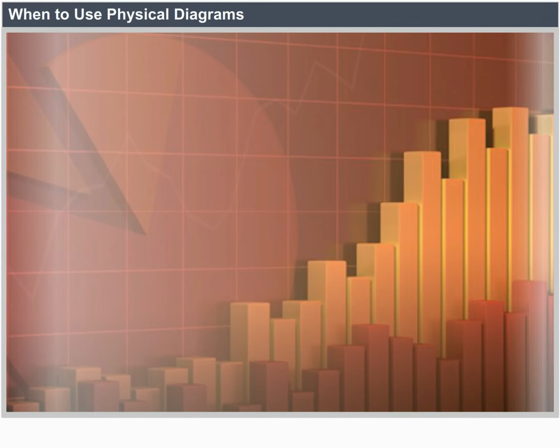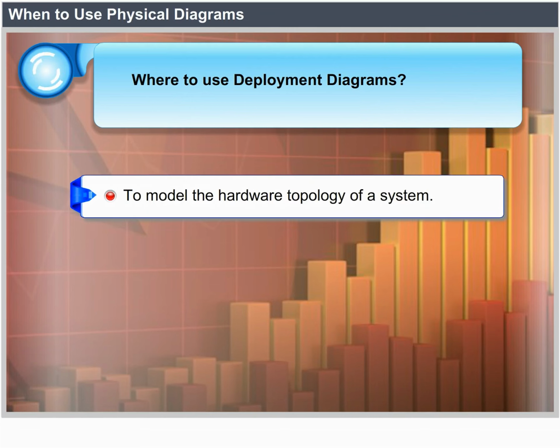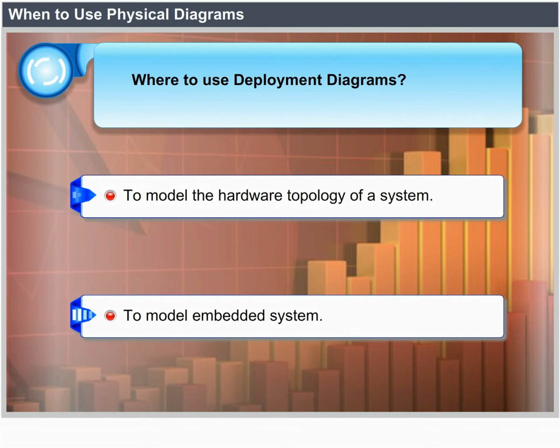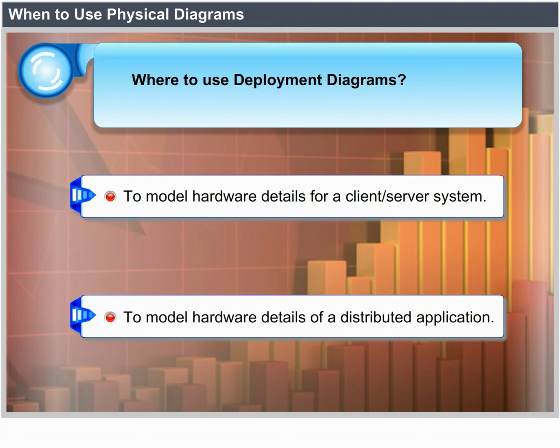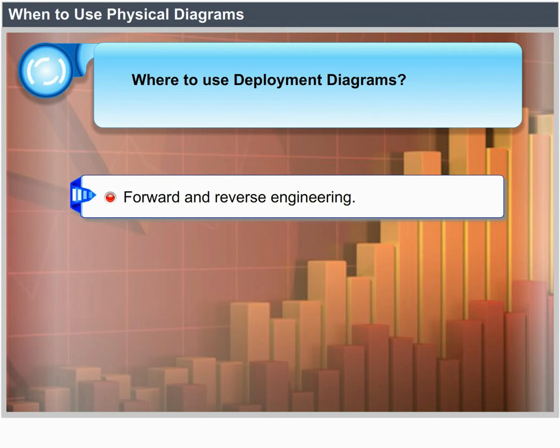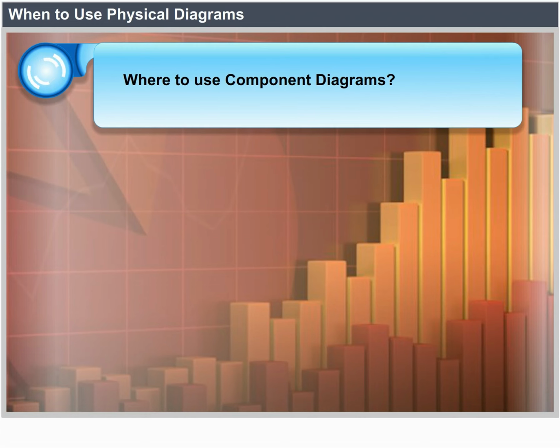When to use physical diagrams. Where to use deployment diagram. To model the hardware topology of a system. To model embedded systems. To model hardware details for a client or server system. To model hardware details of a distributed application. Forward and reverse engineering.